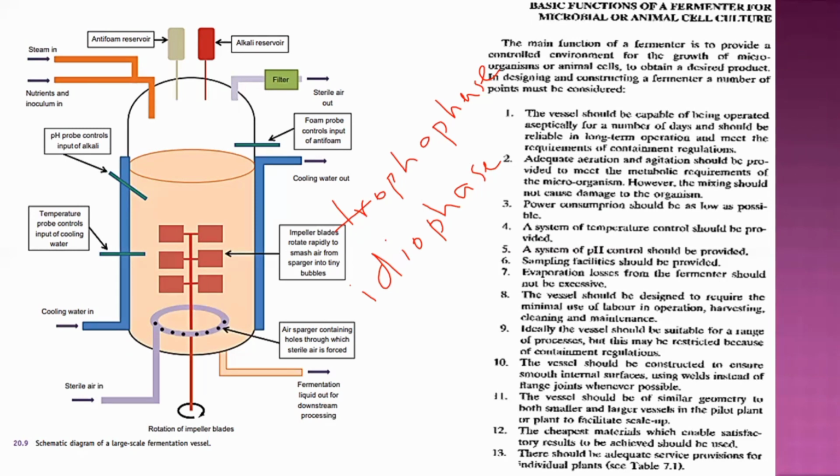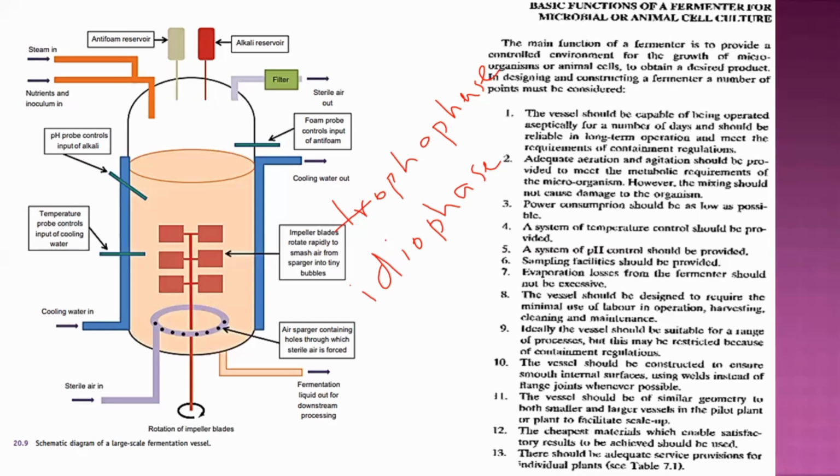Number 2, it should have adequate aeration and ease of agitation. Number 3, power consumption of this fermenter should be low. A fermenter should have a temperature control system, should have also a pH control system, should be able to provide sampling facilities. A fermenter should have low evaporation losses.